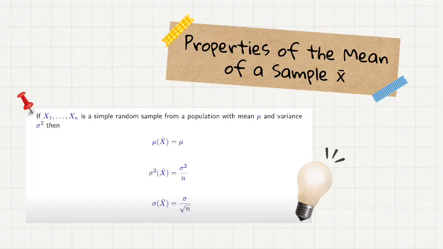Finally, the properties of the mean of a sample. If x1 to xn is a simple random sample from a population with mean mu and variance sigma squared, then the mean of the sample is equal to the mean of the population. Now, the variance of the sample will be equal to the variance of the population divided by n, where n is the size of the sample. Now, the standard deviation of the sample will be equal to the standard deviation of the population divided by the square root of n.